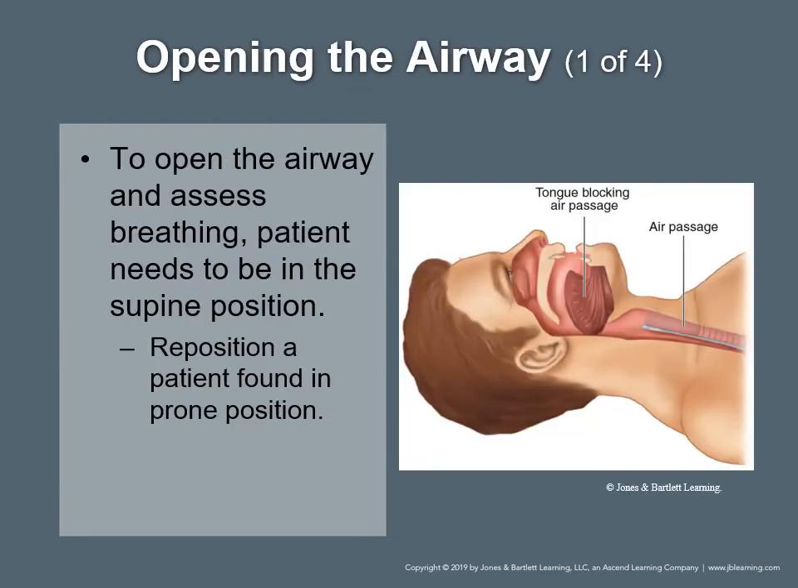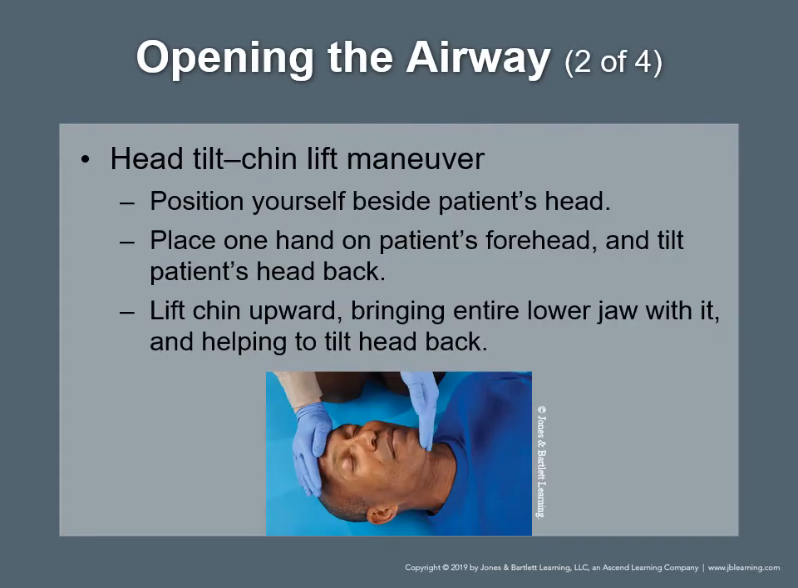Opening the airway. Emergency medical care begins with ensuring an open airway. To open the airway and assess breathing, the patient needs to be in the supine position. To position an unresponsive patient, follow the steps in Skill Drill 11.1. The head tilt chin lift maneuver is for patients who have not sustained trauma. This is sometimes all that is needed for the patient to resume breathing.